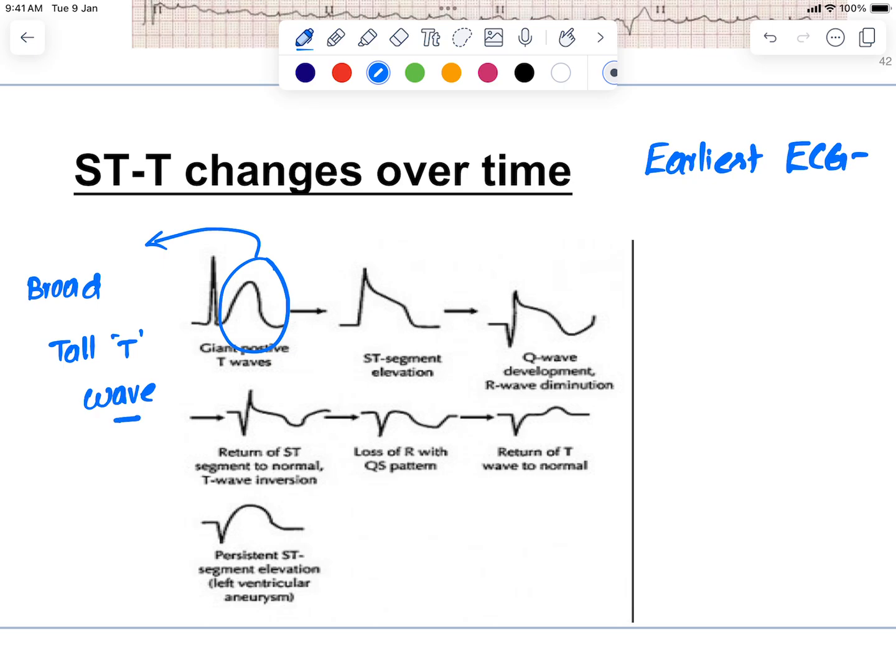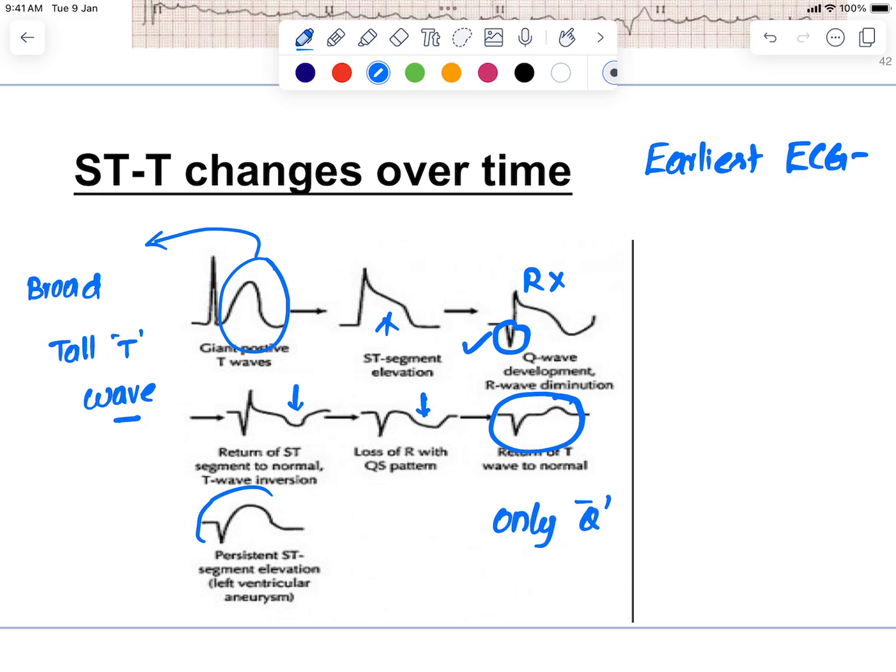Okay, so a broad tall T wave is the earliest ECG change in patients with MI. Followed by that you have ST segment elevation. Then you have the disappearance of the R wave and appearance of the Q wave, right? And later you will notice that your T wave is inverted, and at one point of time all the changes will disappear. There will be presence of only the Q wave.